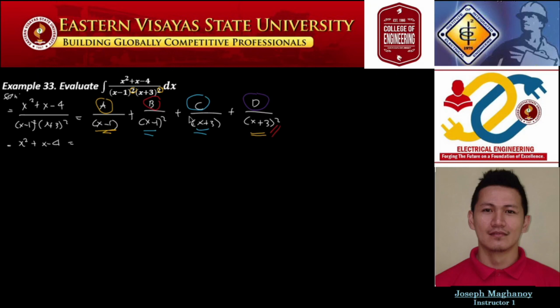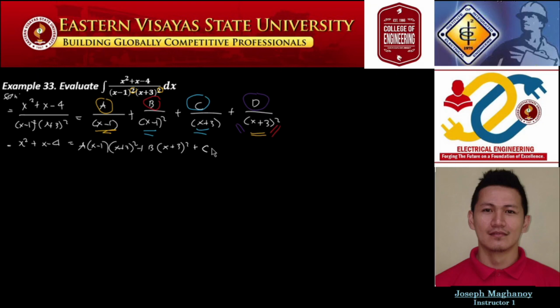Same as b, you'll copy itself only. Okay, so I hope it's clear. So rewriting a, you'll copy x minus 1 and x plus 3 squared. How about for your b? You'll copy the d only. That is x plus 3 squared.